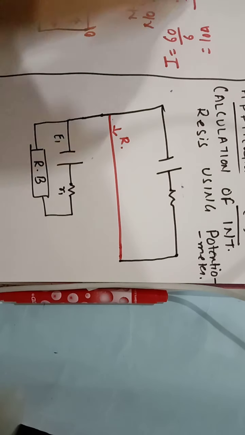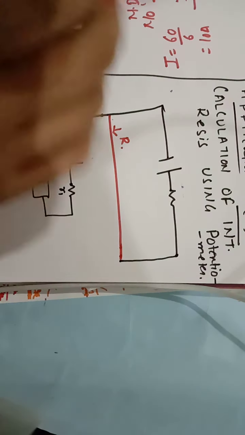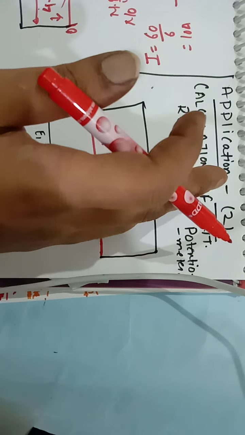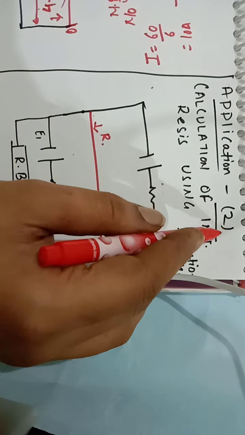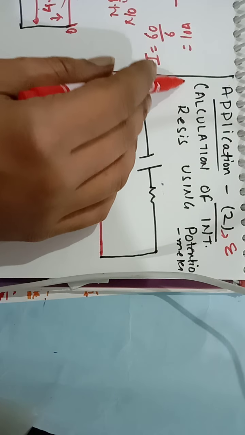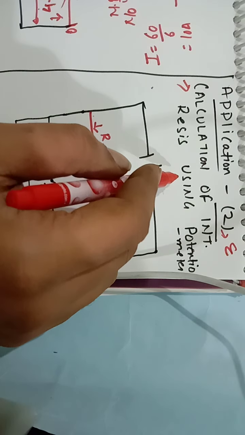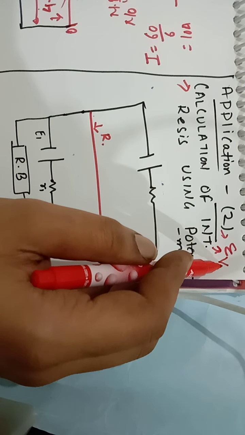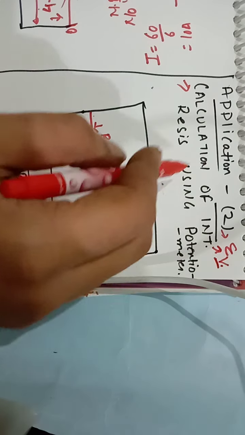Yes. Now we are going to learn the last topic of potentiometer, that is application 2. What is application 2? Till now we have learnt application 1. What was application 1? To find the EMF of the cell. And now application 2 is the calculation of the internal resistance of this cell, usually represented as small r, using a potentiometer, right?